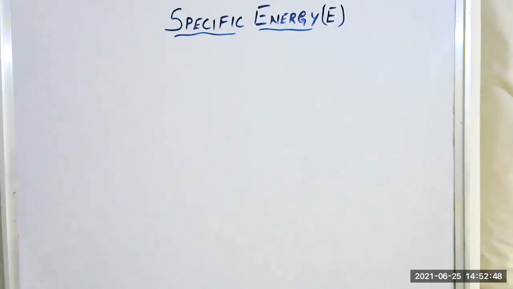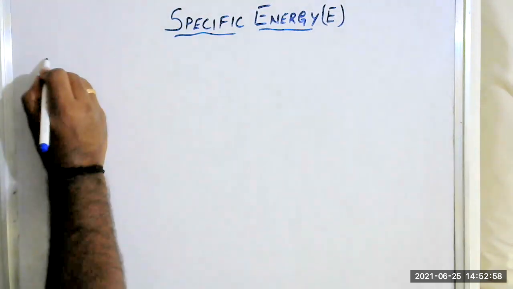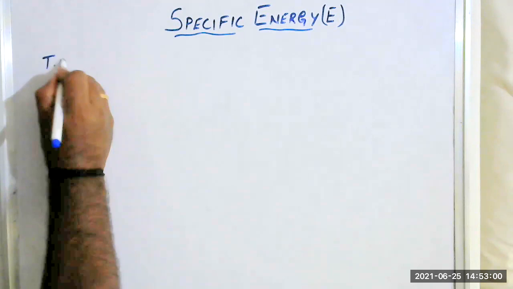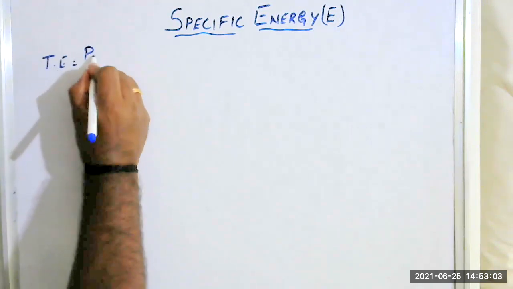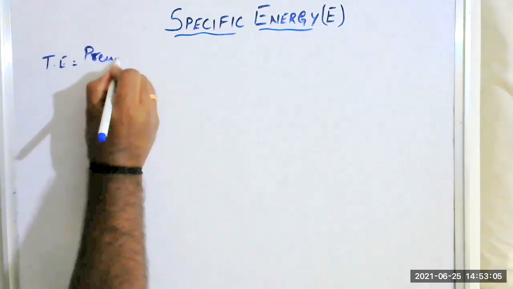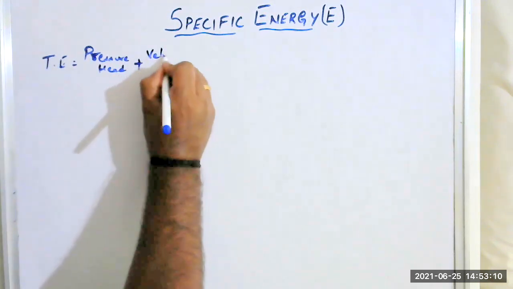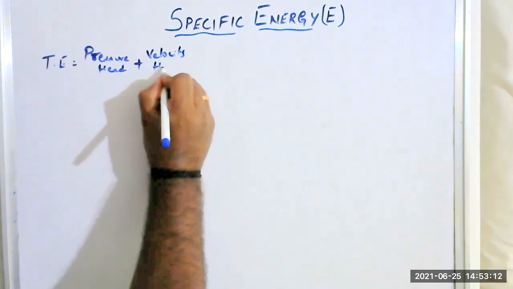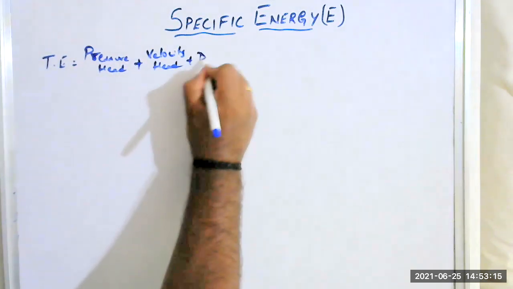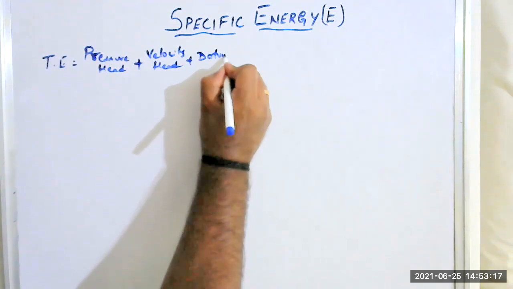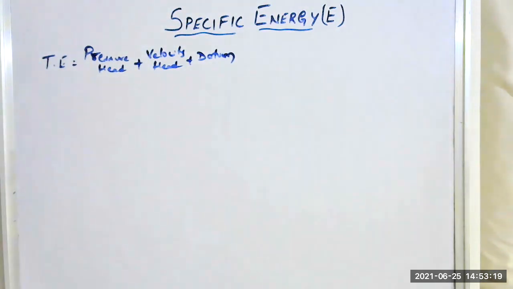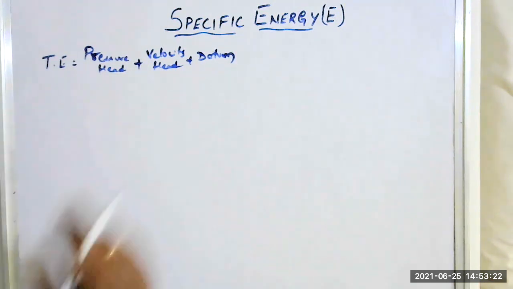Hi everyone. Today we'll discuss specific energy in case of open channel flow. So we know from Bernoulli's theorem, the total energy in any flow, that is in a pipe flow, is nothing but the sum of pressure head and velocity head and the datum. Okay, so the total energy is nothing but pressure head plus velocity head and the datum head.